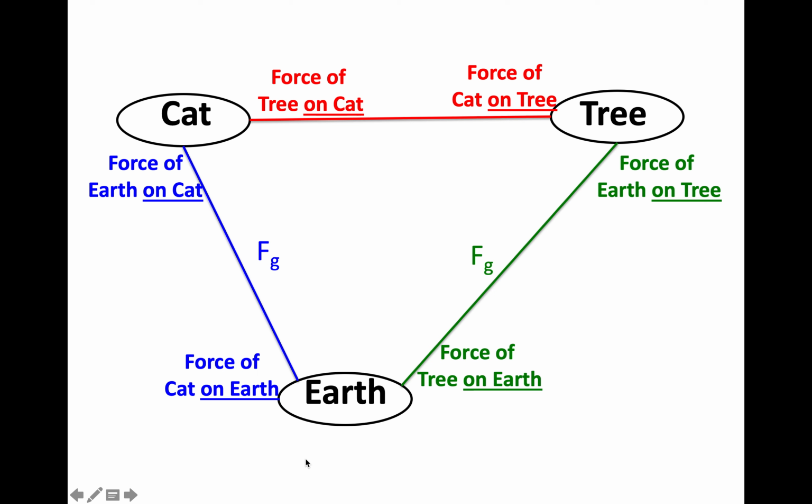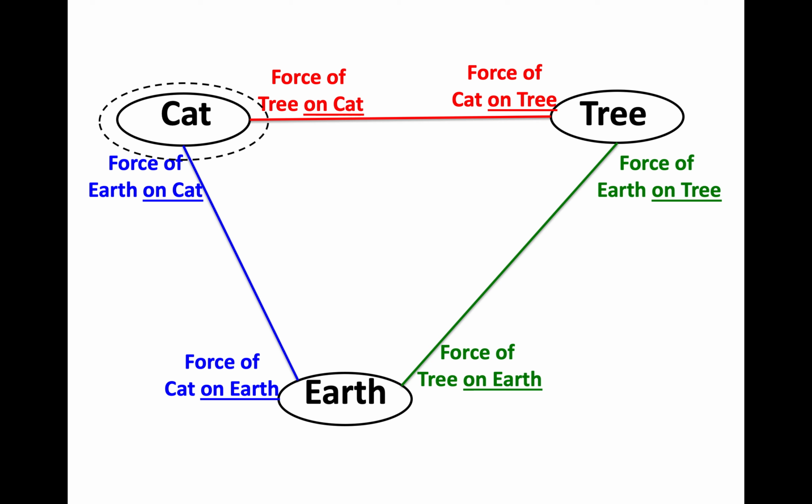And then we have the interaction between the cat and the earth. We have the force of the earth on the cat and the force of the cat on the earth. So we have 3 different interactions giving us a total of 6 forces, but each interaction yields 2 forces. Now what we've done so far this semester is we have chosen a focus object and we've looked at all the forces on that one object.